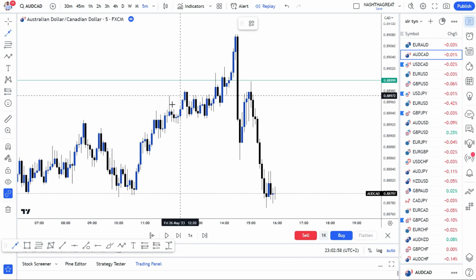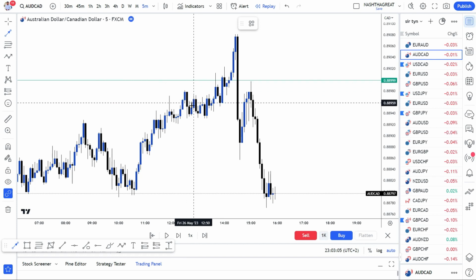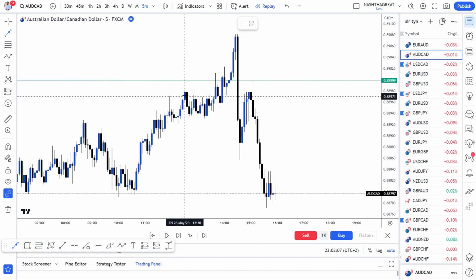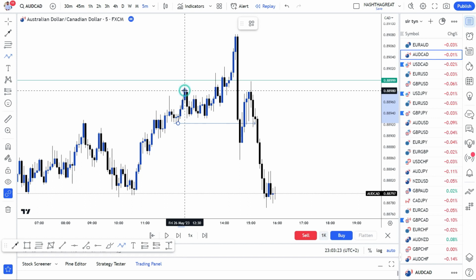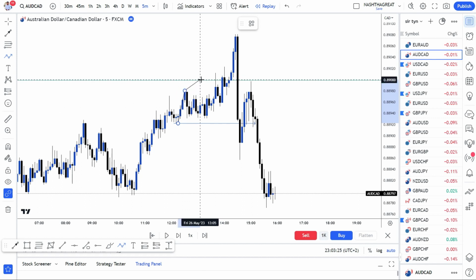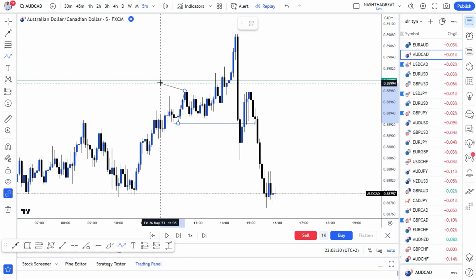A low that created a high that never tapped this zone, the line of liquidity that we had. In this case, this is a low. Let me explain what I mean. This low created this high, and this high never tapped the liquidity line, where our liquidity was grabbed, the previous highest point.